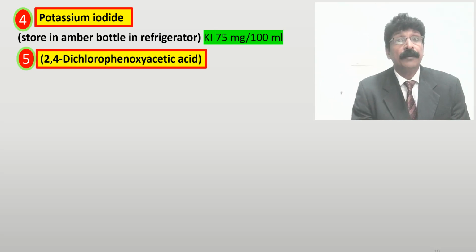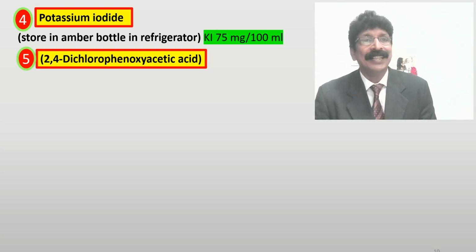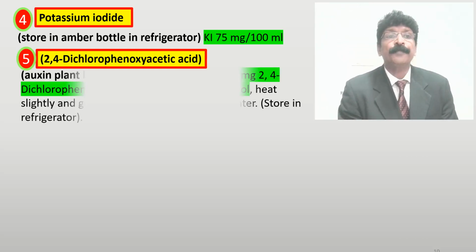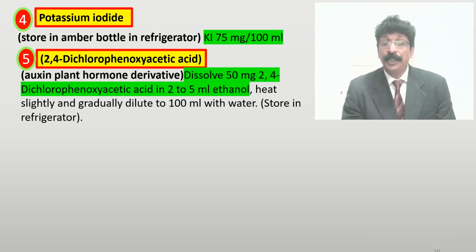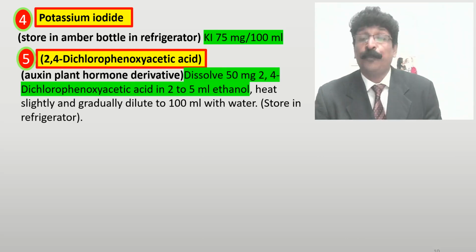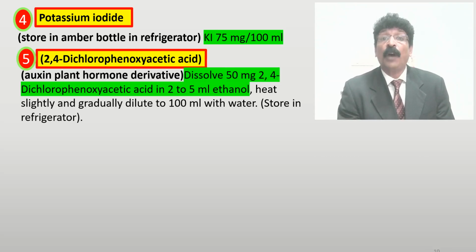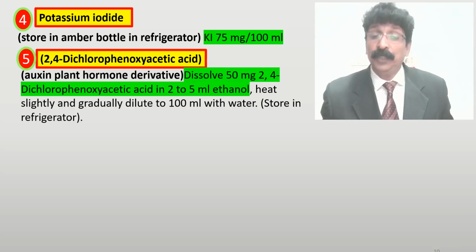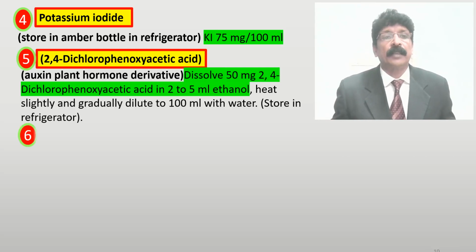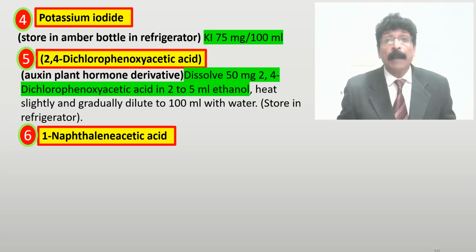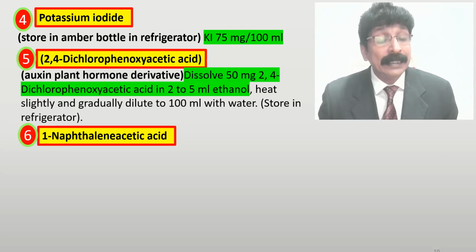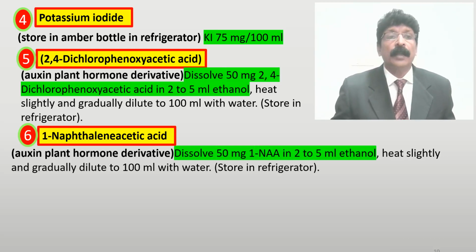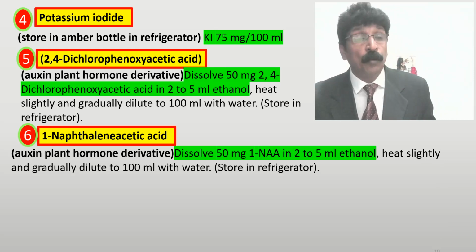And number 5, 2,4-dichlorophenoxyacetic acid. This is an auxin derivative of a plant hormone. Dissolve 50 milligram of 2,4-dichlorophenoxyacetic acid in 2 to 5 ml of ethanol, heat slightly and gradually dilute to 100 ml with water. Store in refrigerator. And number 6, 1-naphthalene acetic acid is also a derivative of auxin plant hormone.